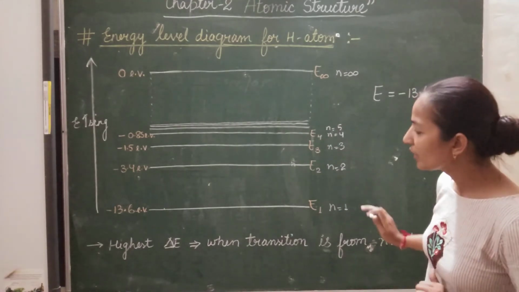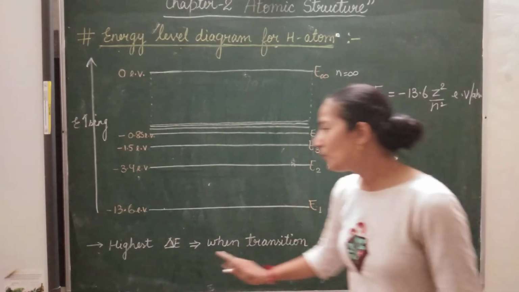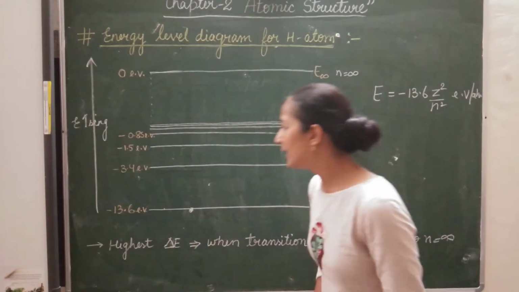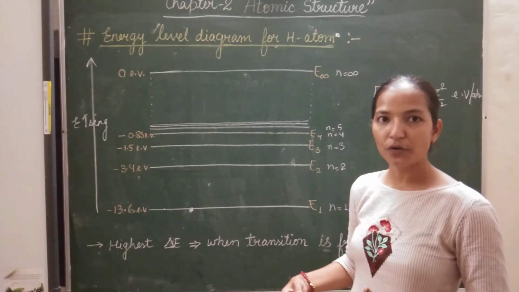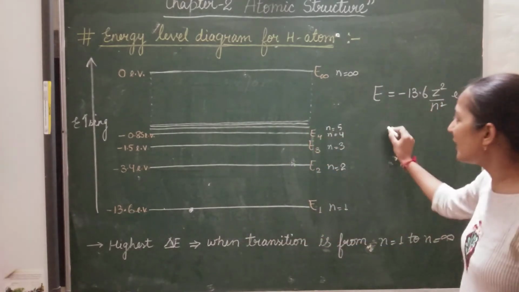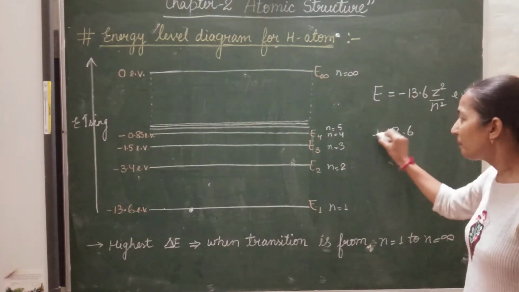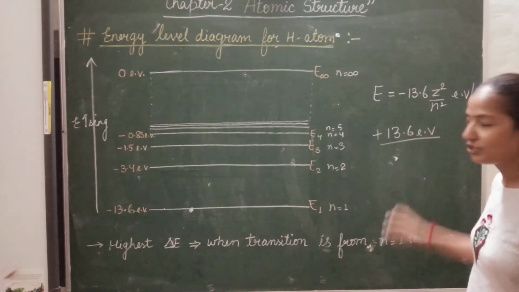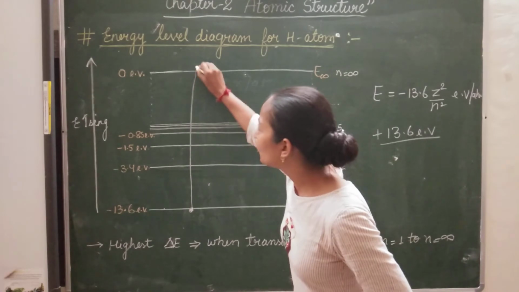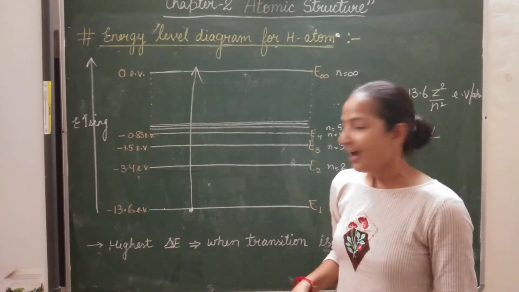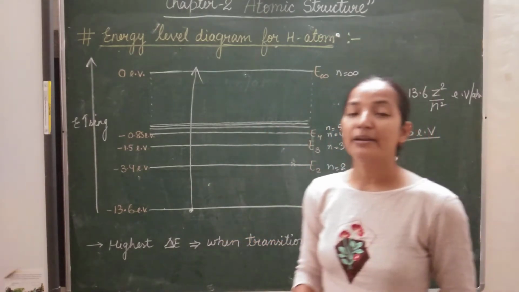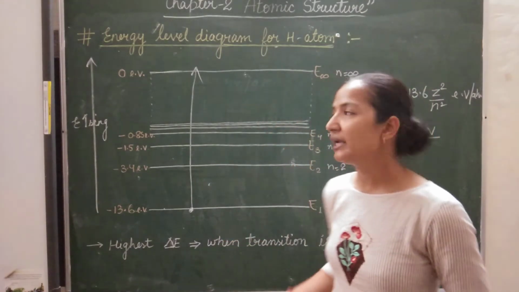Now, one more thing. Let's consider an electron that absorbs a large amount of energy from the surroundings. If the electron absorbs 13.6 electron volt of energy while in n is equals to 1, it gets excited to n is equals to infinity. In that case, the energy absorbed will be the highest.